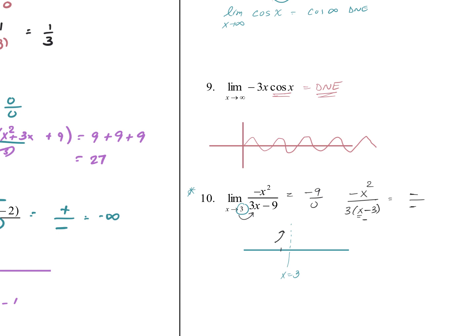And then for number 10, from the right-hand side it would be 3.1. When I plug in 3.1, I'm going to get a negative on the top. I'm going to get a positive on the bottom, which goes to negative infinity, which makes this one DNE. Okay? All right, number 11.